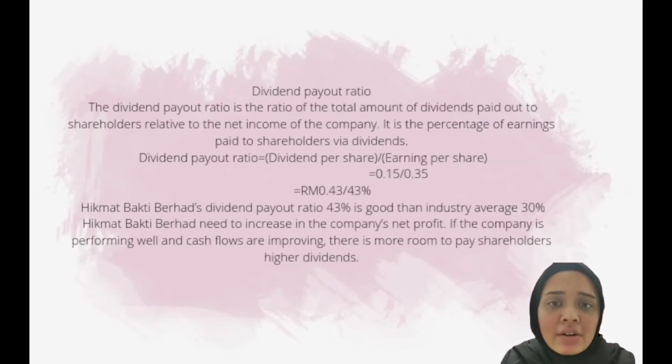The dividend payout ratio is the ratio of the total amount of dividend payout to shareholders. The dividend payout ratio that I've calculated is 43%. Hikmat Bati Berhad's dividend payout ratio is better than the industry average, 30%.